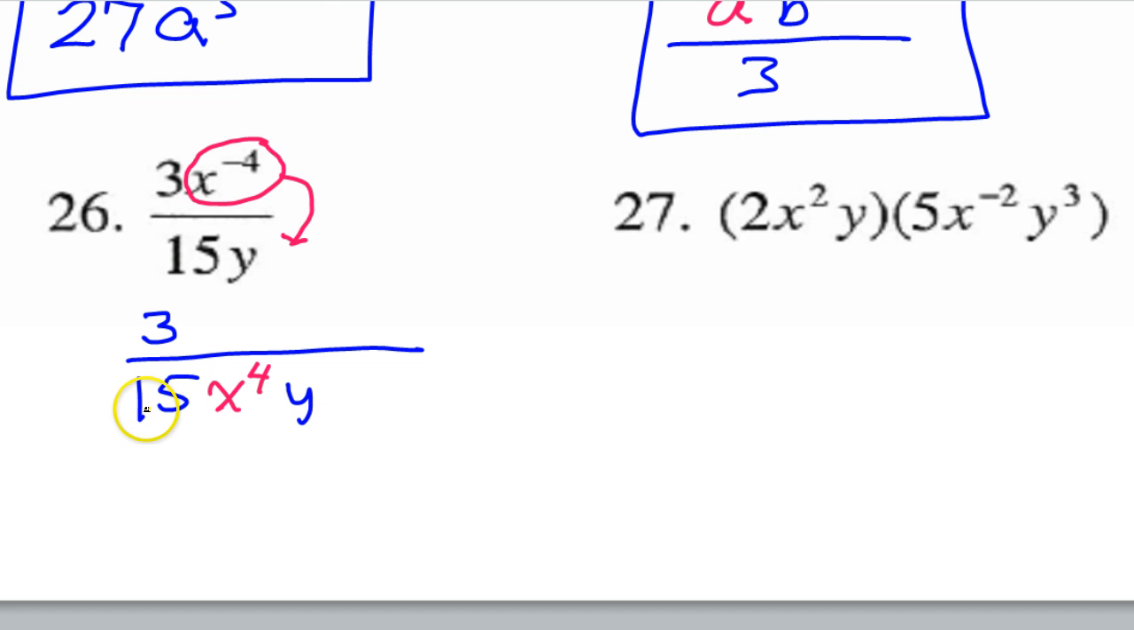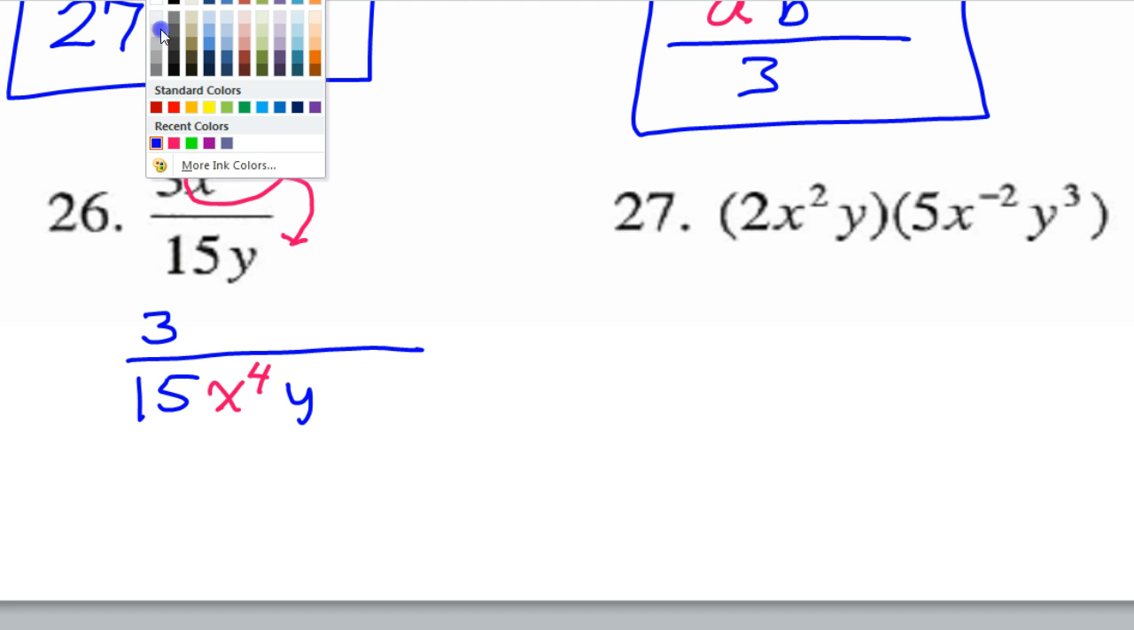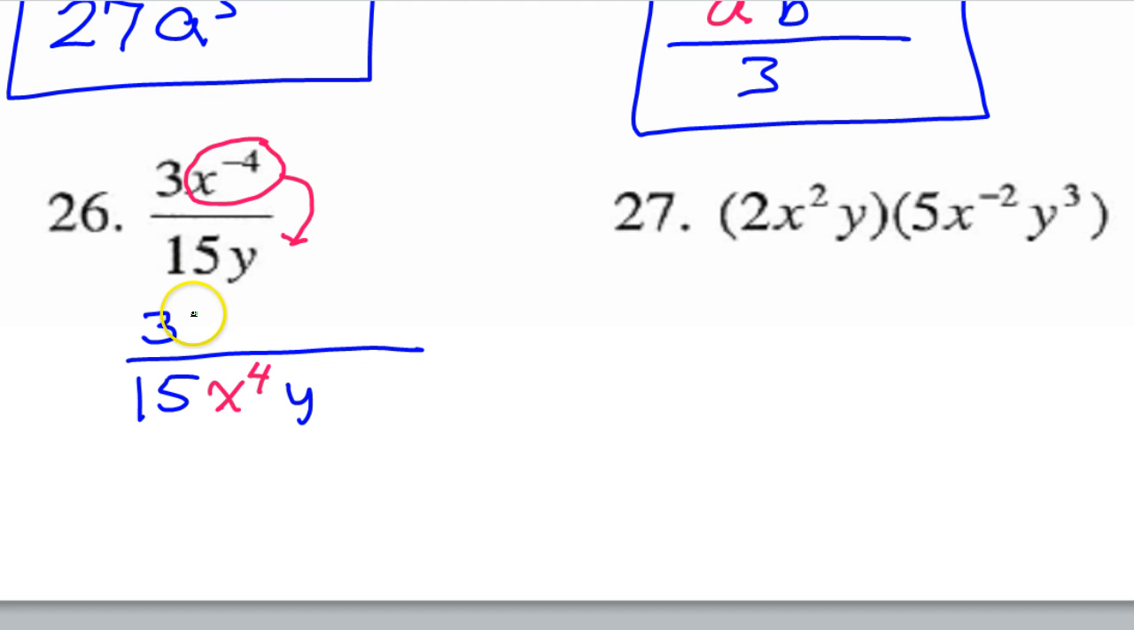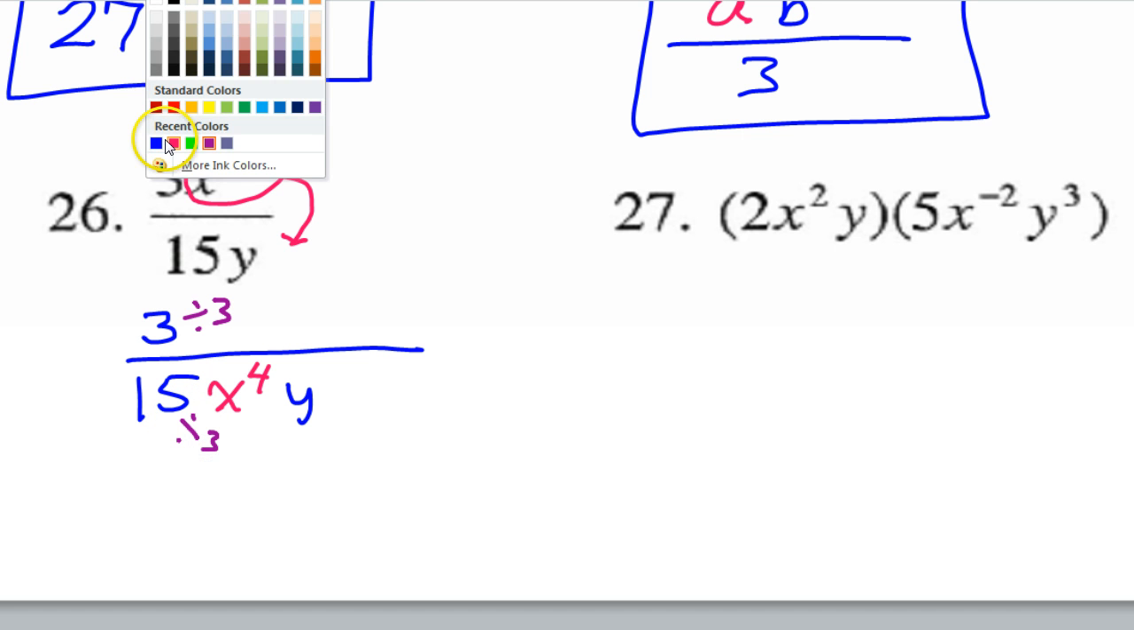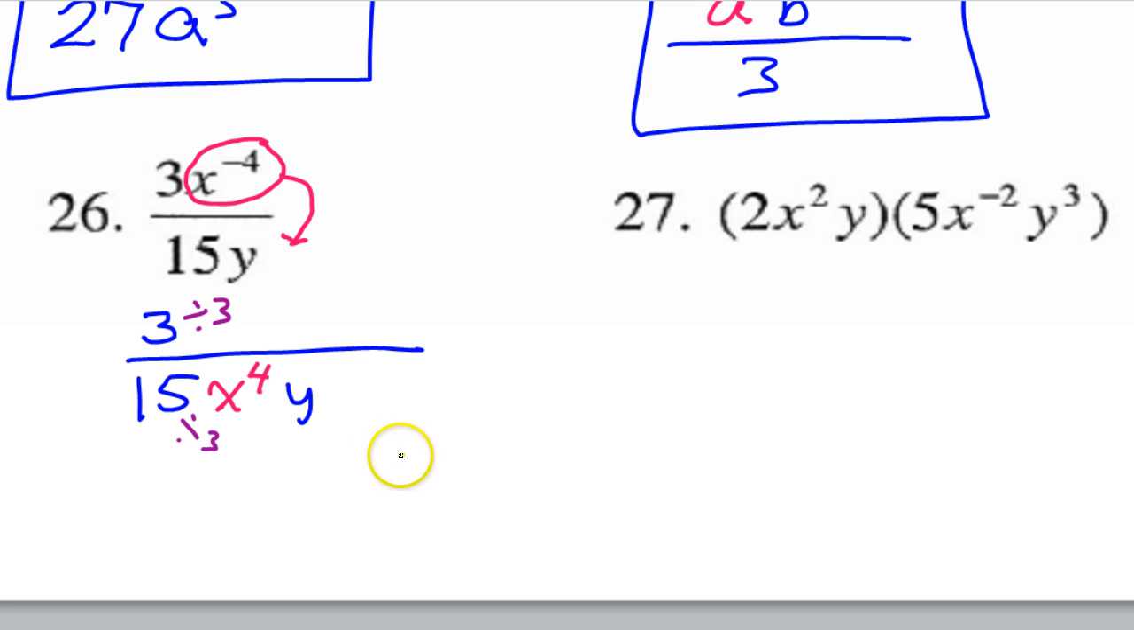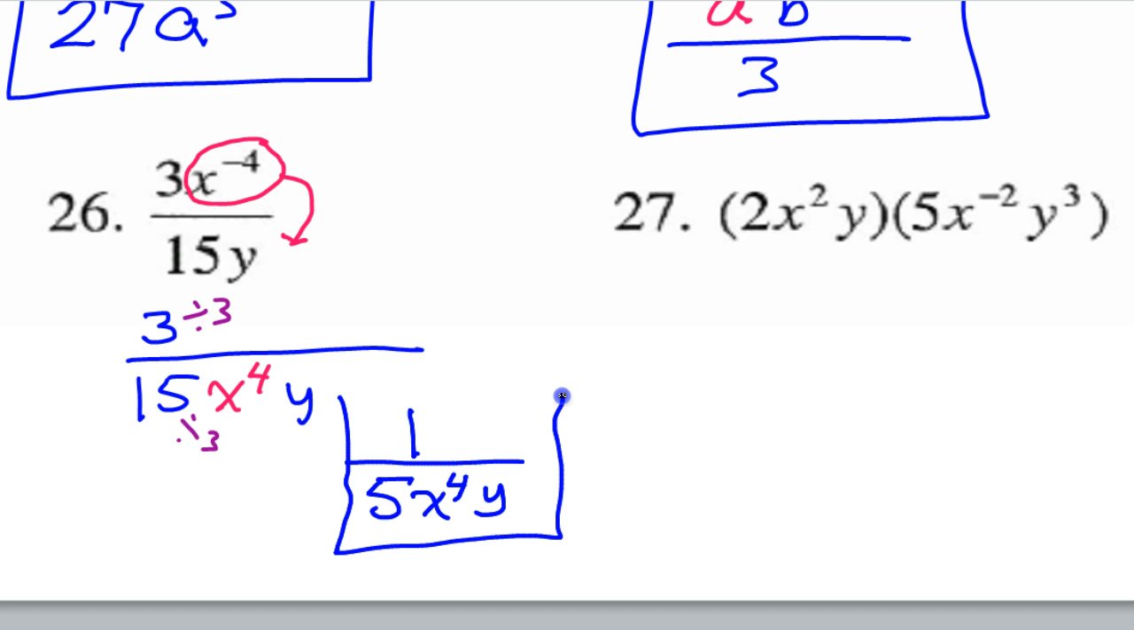But this 3 divides evenly into 15. Again, you should really think of this as dividing both of these by 3, because that's what's happening, in fact. So 3 divided by 3 is 1, so there's that 1 up there. 15 divided by 3, of course, is 5. And then we have the rest of it, x to the 4th power y. So this is the final answer for number 26.